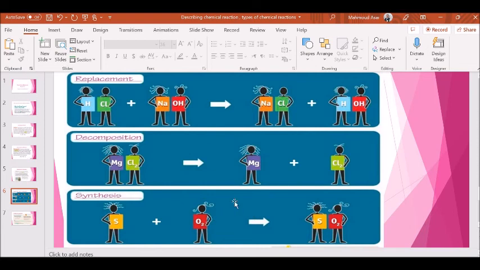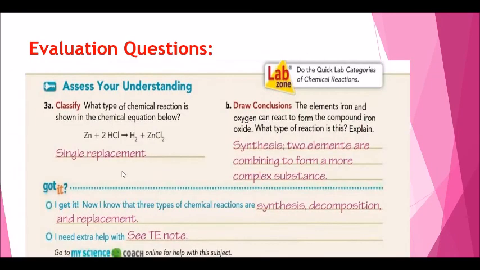Here we have also some evaluation questions. I'd like you to have an idea about them to define any type of chemical reaction or to give one example for the chemical reaction. For example, here you add only one element to another compound, which is Zn plus 2HCl equals H2 plus ZnCl2. Here you have only one element that you add, so this one is called single replacement. Single replacement. And this is the definition of synthesis chemical reaction.